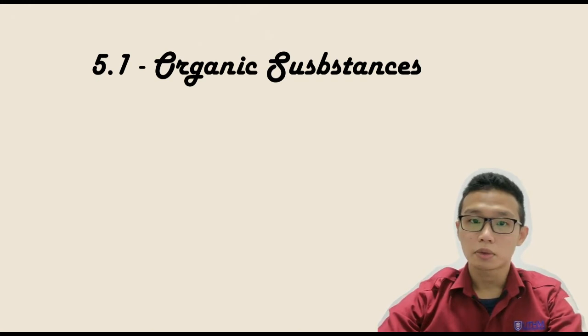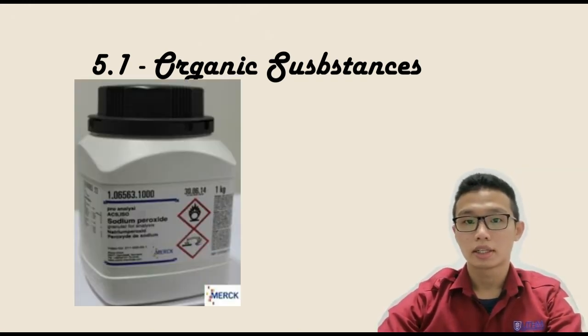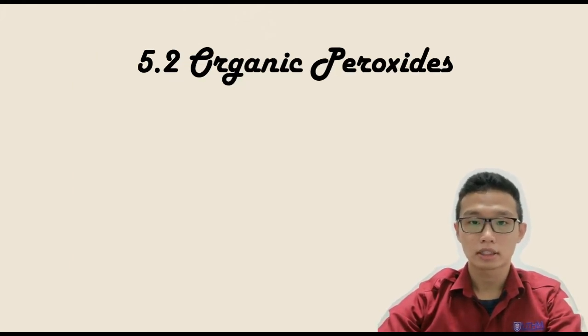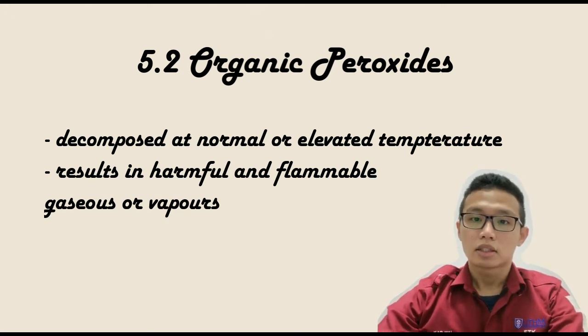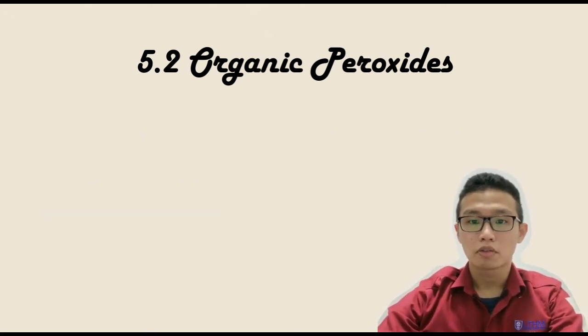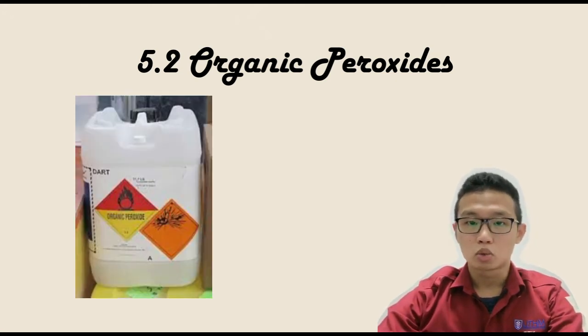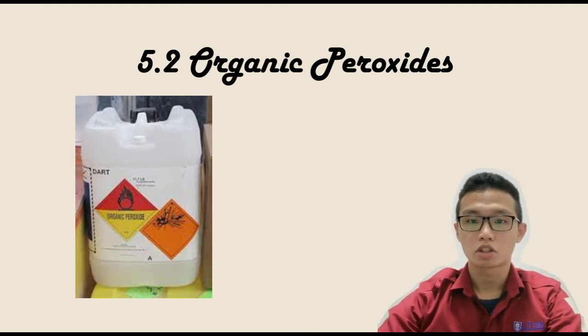For instance, substances in this class are hydrogen peroxide and sodium peroxide. The second group is organic peroxides, which are substances that decompose at normal or elevated temperature, resulting in harmful or flammable gases or vapors. It is particularly important to avoid contact with ice at all costs. For example of the substance in this class are organic peroxides. Substances in this class are probably among the most dangerous substances transported by ship.